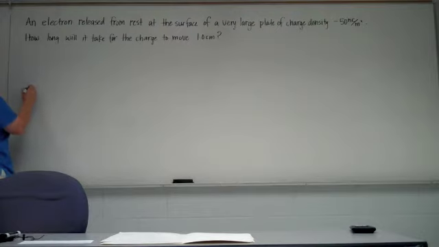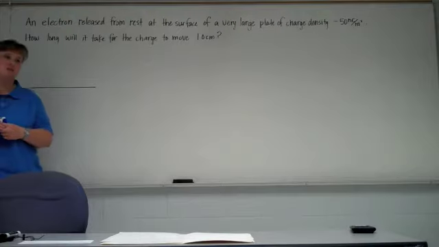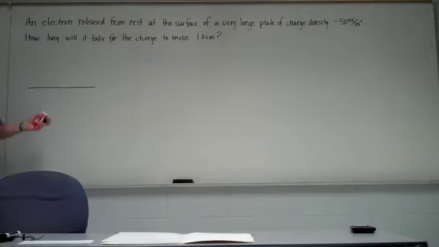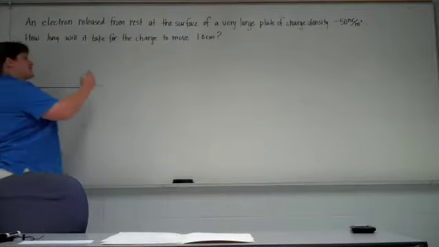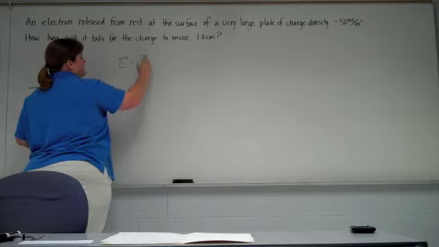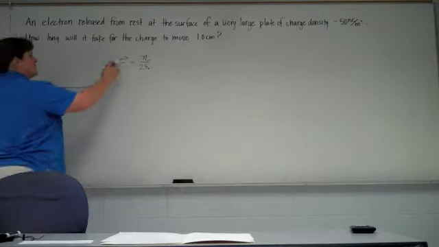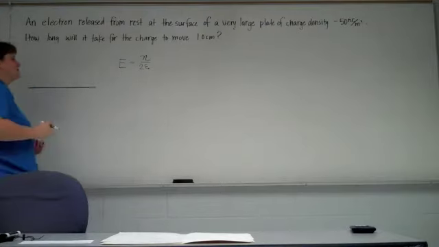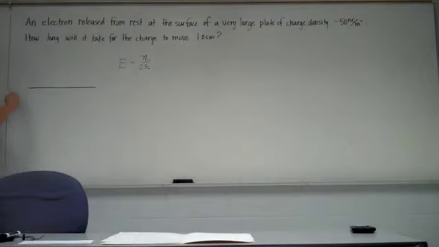So a very large plate of charge. We could call it a plane of charge as well. By very large, I mean we're going to work with distances close to it. So the electric field is going to be eta over 2 epsilon naught. I guess that's not written as a vector at the moment. So this plate has a surface charge density of negative 50 nanocoulombs per meter squared.